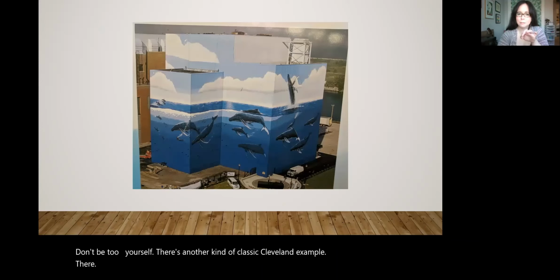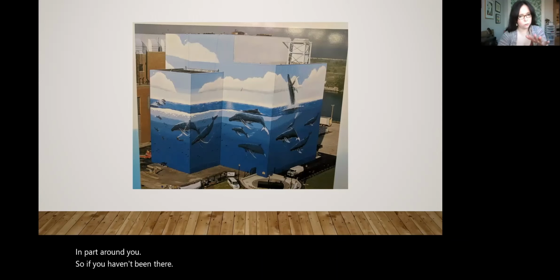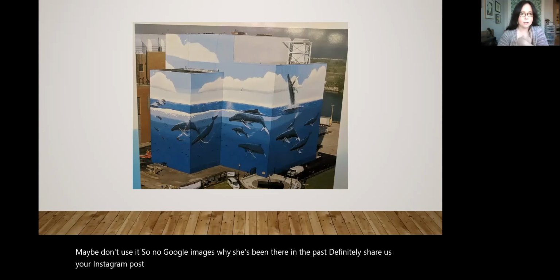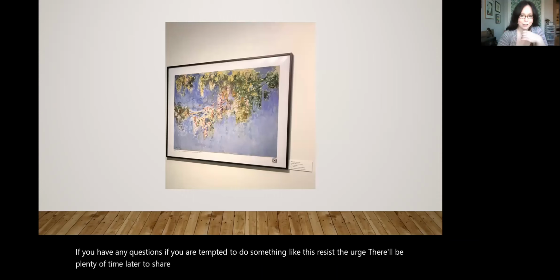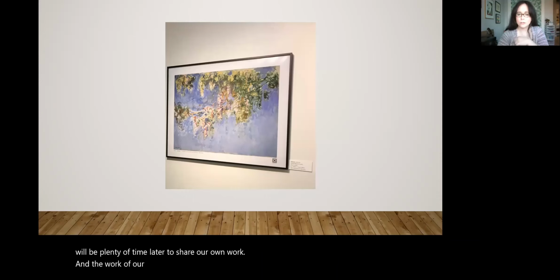Remember, keep it man-made. We want to look at art made by people and art around you. So if you haven't been there, maybe don't use it. So no Google Images. But if you've been there in the past, definitely share with us your Instagram post from two years ago. And if you have any questions, if you're tempted to do something like this, resist the urge. There'll be plenty of time later to share our own work and the work of our relatives and friends when we talk about painting, like this one, and drawing in part 2.